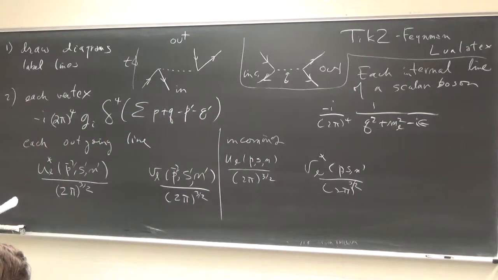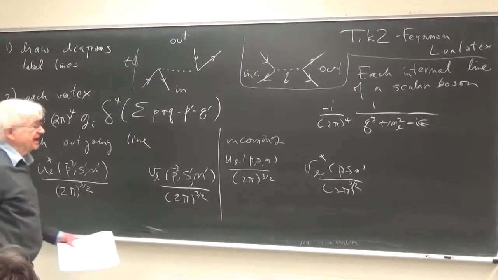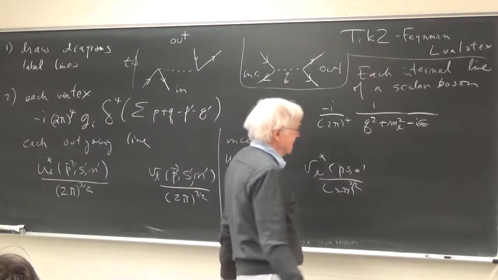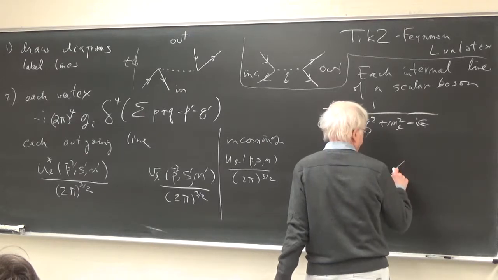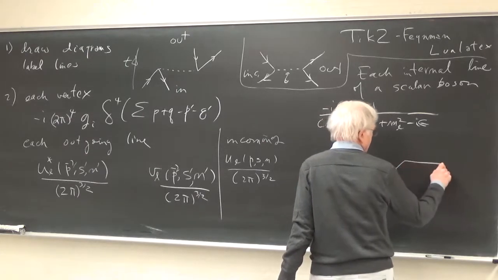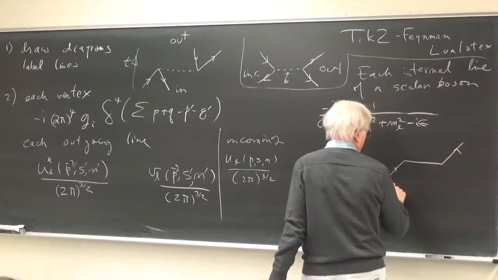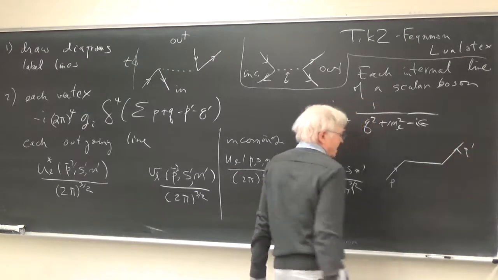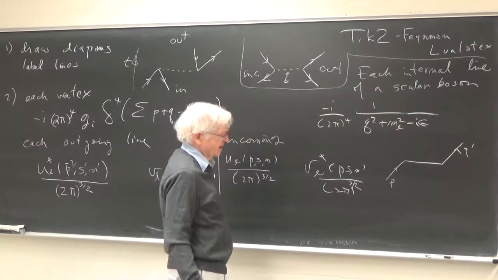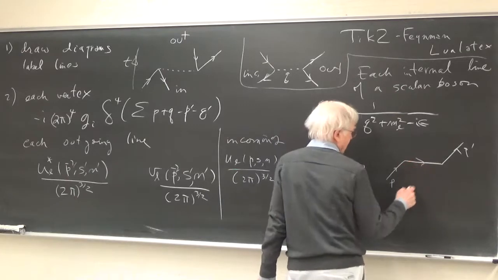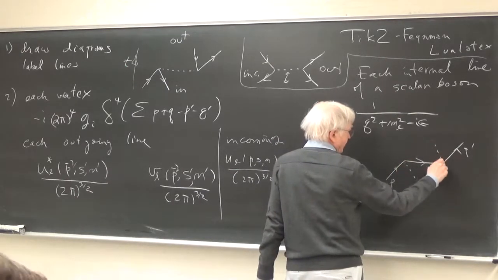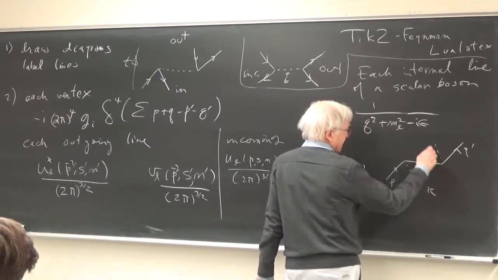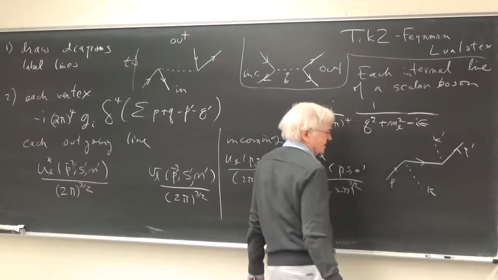So that's an internal line. If, on the other hand, the internal line is a fermion line, so for example, this Feynman diagram where P plus K goes to K prime plus P prime.